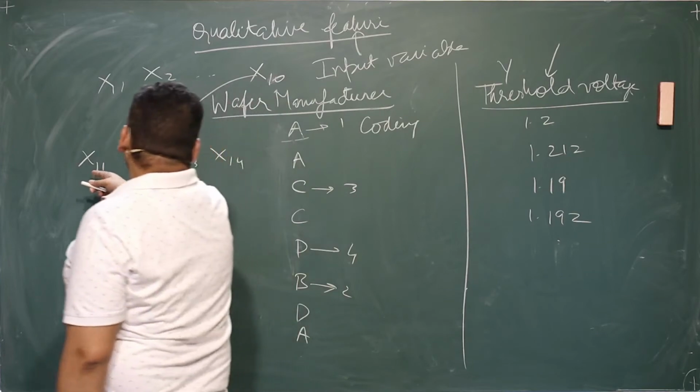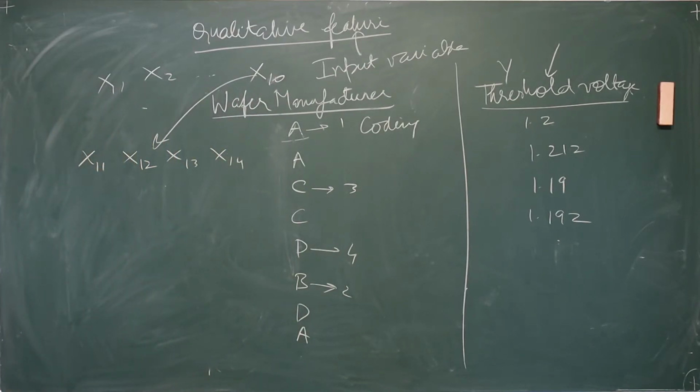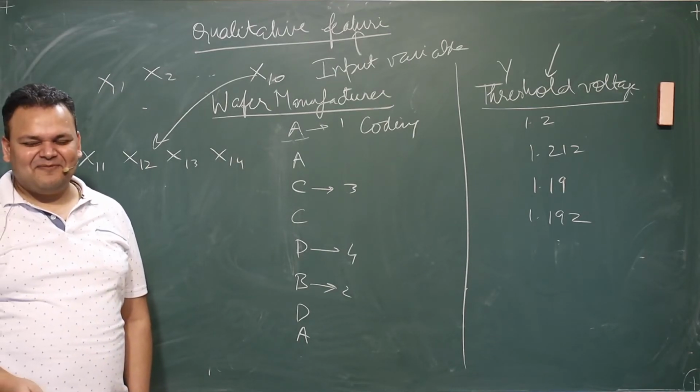So it can be divided into 4 variables. Okay, what do these 4 variables correspond to? Any idea? Shivansh, maybe you got it now.